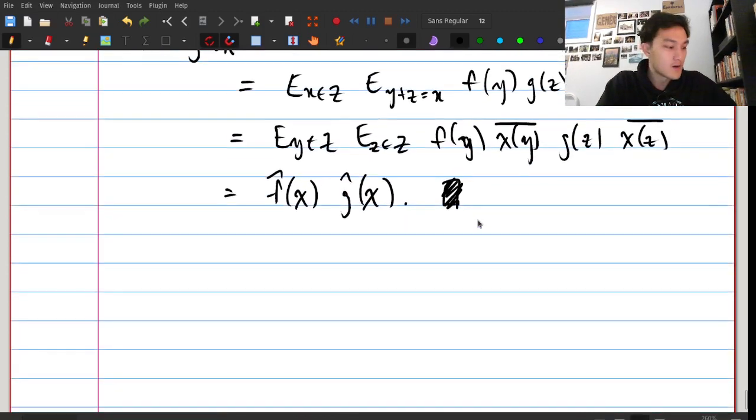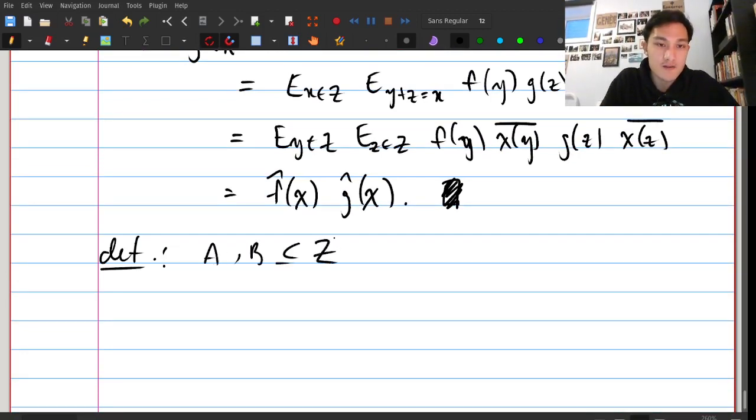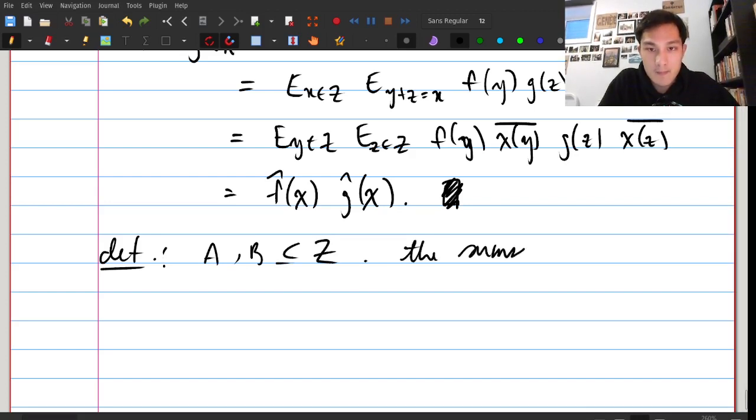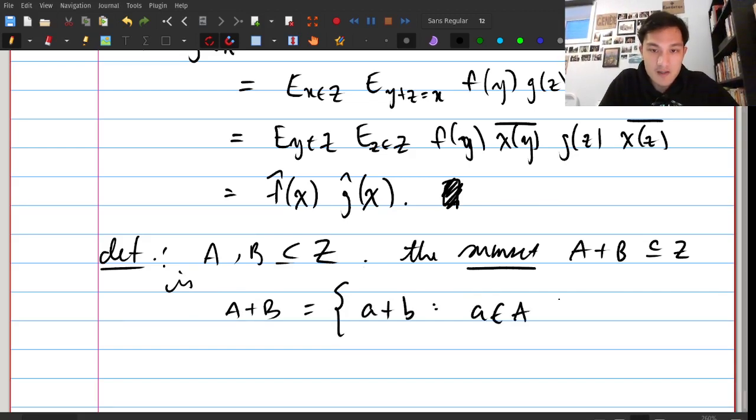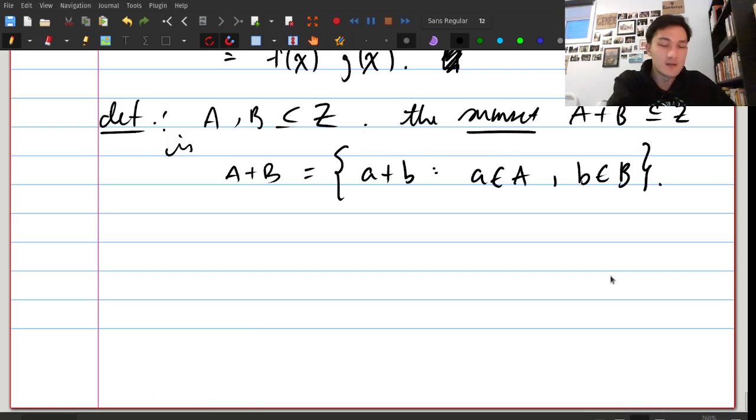All right, so now we'll define something else. Definition: let A and B be subsets of a finite abelian group Z. The sumset A plus B, which is also a subset of Z, is the set of all little a plus little b, where little a is in big A and little b is in big B. So it's really exactly what you thought it was.